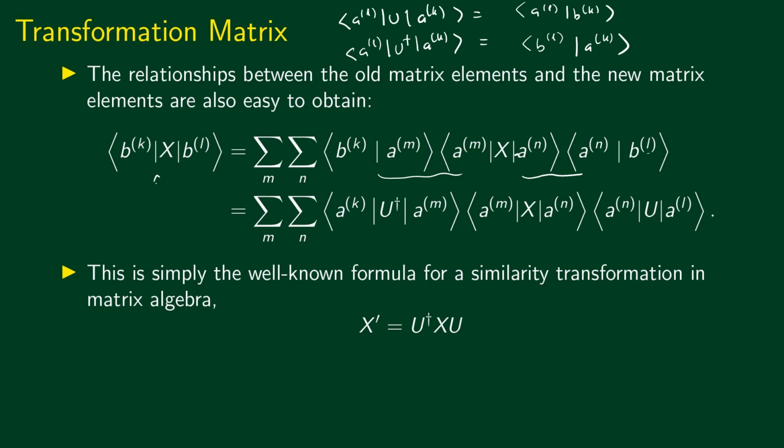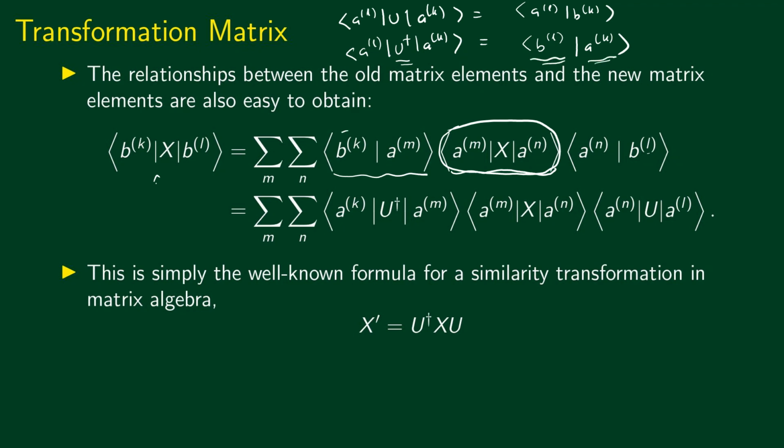x ket bl. Now what are these? These are nothing but the matrix elements of x in the old basis. These are the mnth matrix element in the old basis of operator x. So these are the matrix elements in the old basis. And what is this? If you look at this, we already had the matrix that represents U. The lkth element is given by bra AL ket BK. And the matrix that represents U dagger is given by bra BL ket AK.